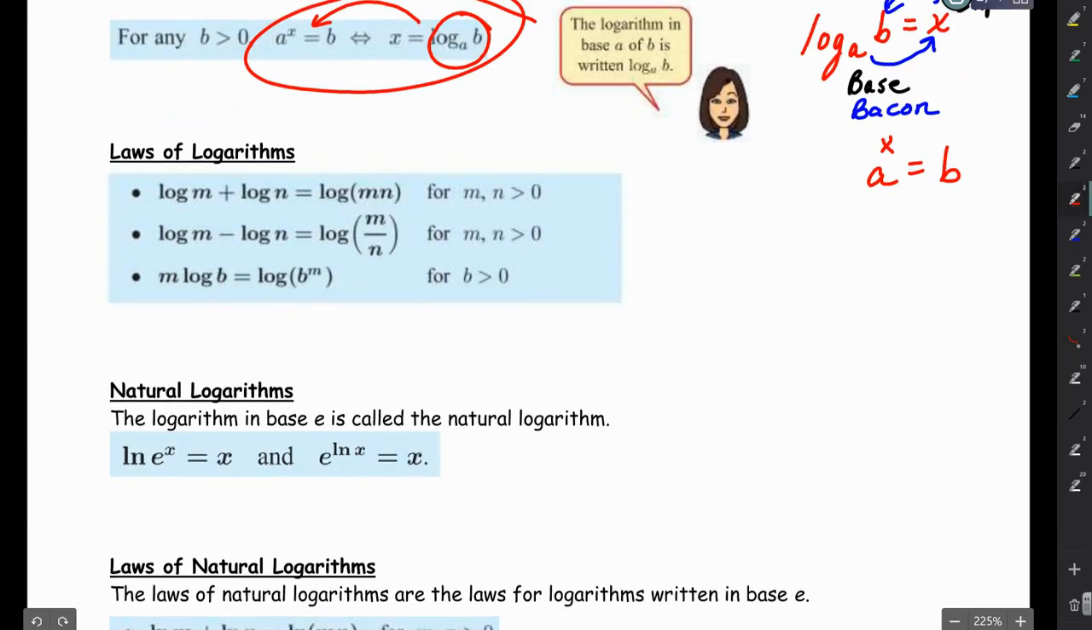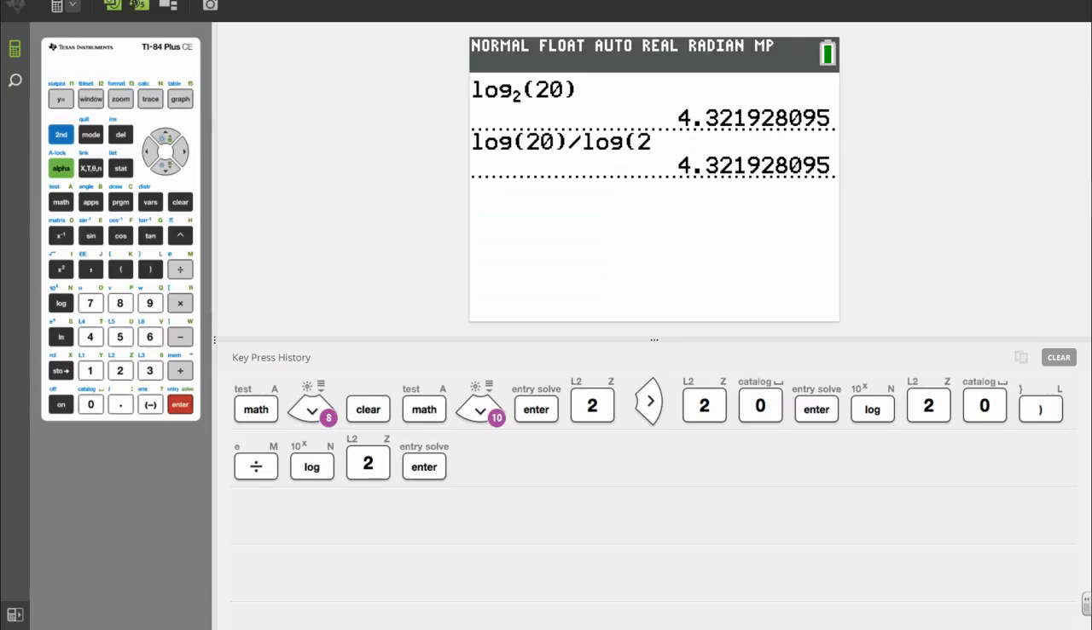We're also being reminded that the natural log, base e, can be written with shorthand as ln. We also have a button on the calculator for ln. So we have the log button that I showed you already, and we have the ln button right below it, highlighted in red.